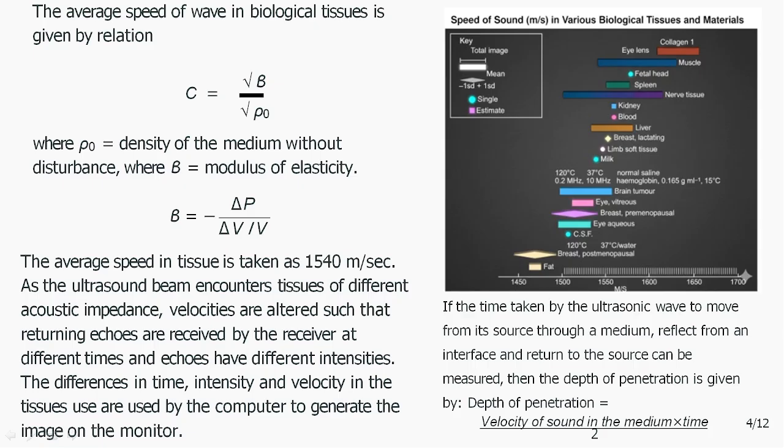If the time taken by the ultrasonic wave to move from its source through a medium or a tissue, then reflect from an interface and return to the source can be measured, then the depth of penetration is equal to the velocity at which it travels inside the medium times the time taken divided by 2. So this is the range, or the depth of penetration.